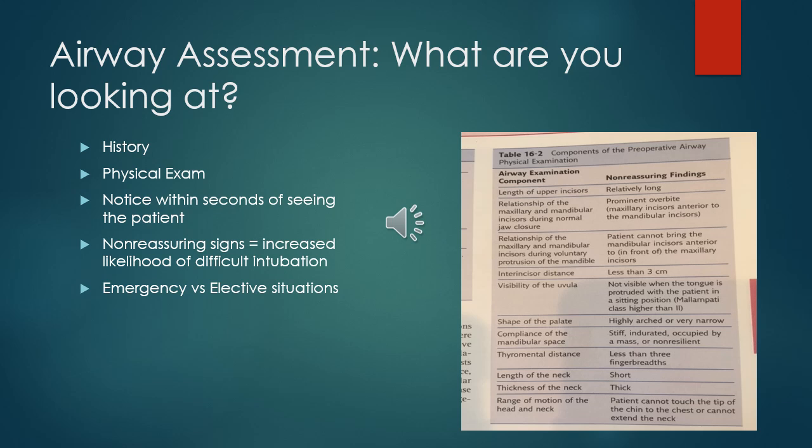The shape of the palate, if it's very arched or very narrow, then it can be more difficult. The compliance of the mandibular space. Here, anybody who has had radiation therapy to the area is at increased risk of having stiff and immobile tissues. And then the thyromental distance is another one, with anything less than 3 finger breadths being predictive or suggestive, at least, of a more difficult airway. A short, thick neck is also more difficult, as that goes along with the range of motion, and certainly if they're not able to flex and extend their neck, that is also a predictive sign of difficult airway.